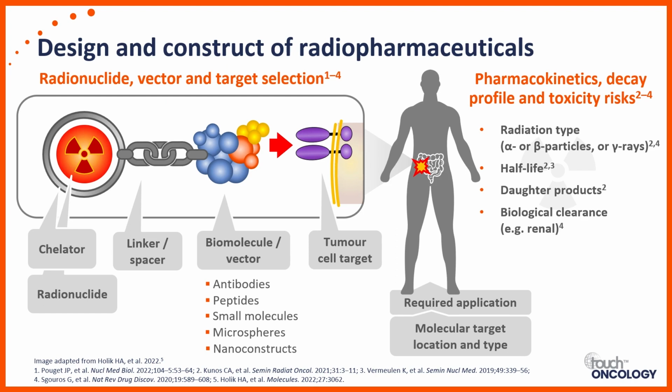So for example, making the linker a little bit longer would make the compound more lipophilic, more likely to clear by the hepatobiliary tract, and a little bit shorter would make it more hydrophilic and therefore more likely to clear by the renal pathway. So the other considerations with respect to developing a new radiopharmaceutical are what type of radiation do you want the radioisotope to emit? So we have primarily alpha emitters, primarily beta emitters, primarily gamma emitters used for imaging.